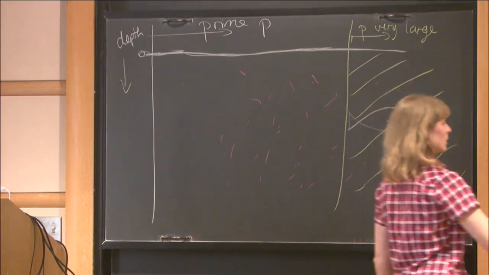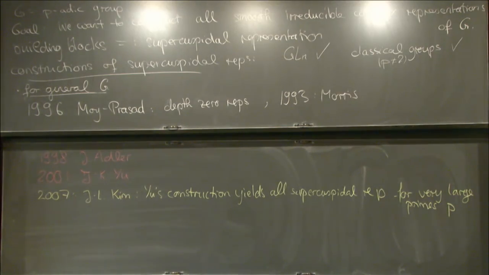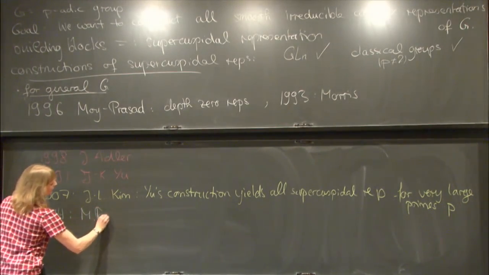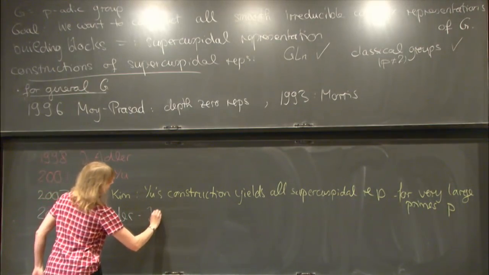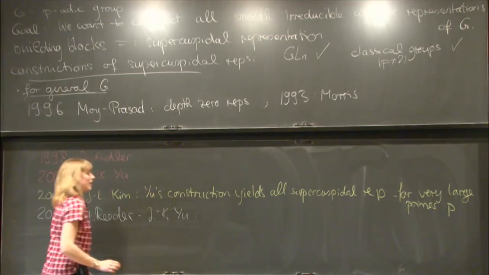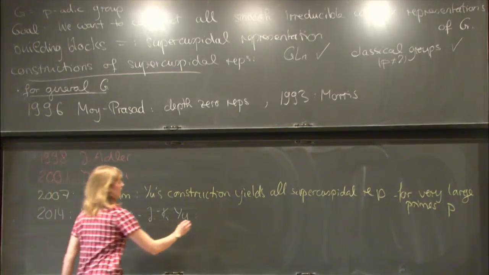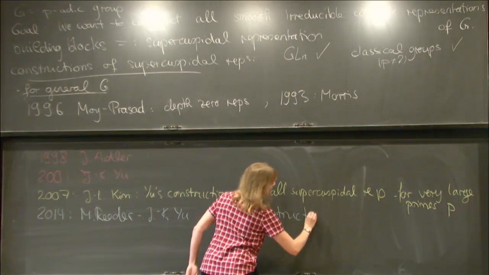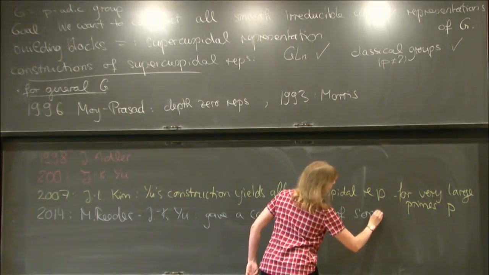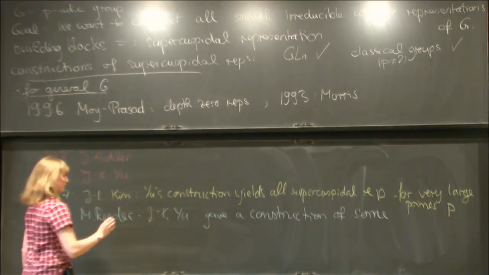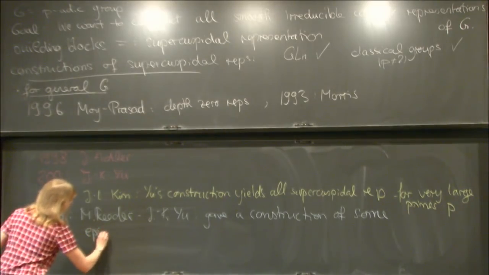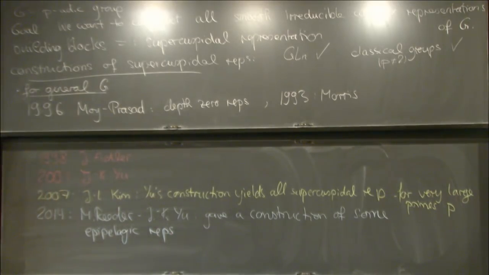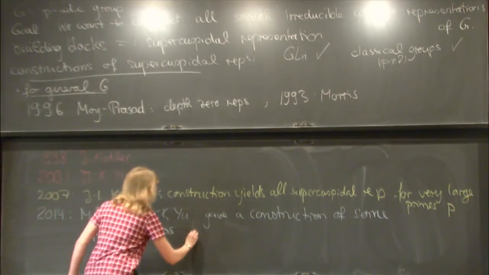So, recent work. In 2014, Mark Reeder, together with Yu, gave some other construction. They gave the construction of some representations that they called epipelagic representations. And the nice thing is that this construction works for all primes.